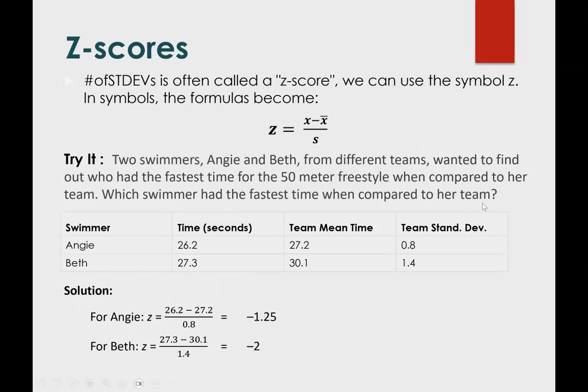Angie's score, you can see the computations there, equals negative 1.25. So she was that far below the mean. Beth was negative 2 below the mean. So it looks like Angie had the faster time relative to her team.